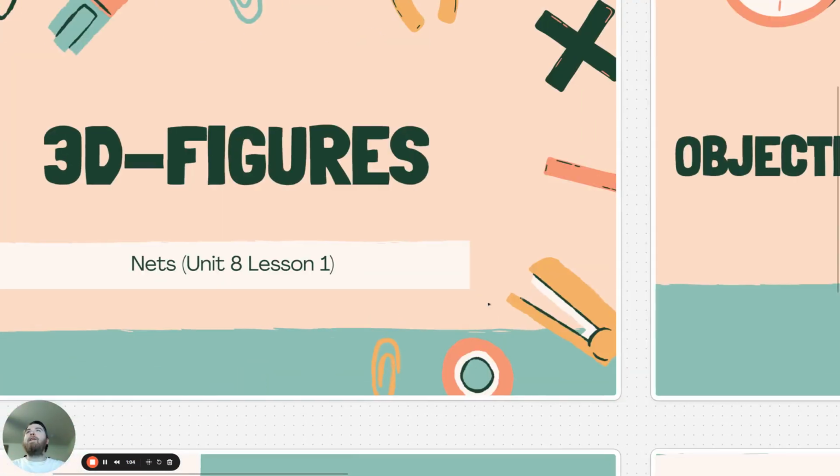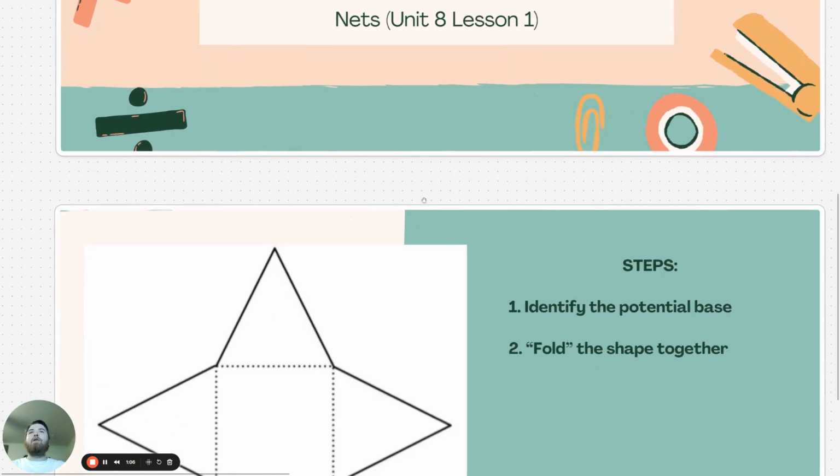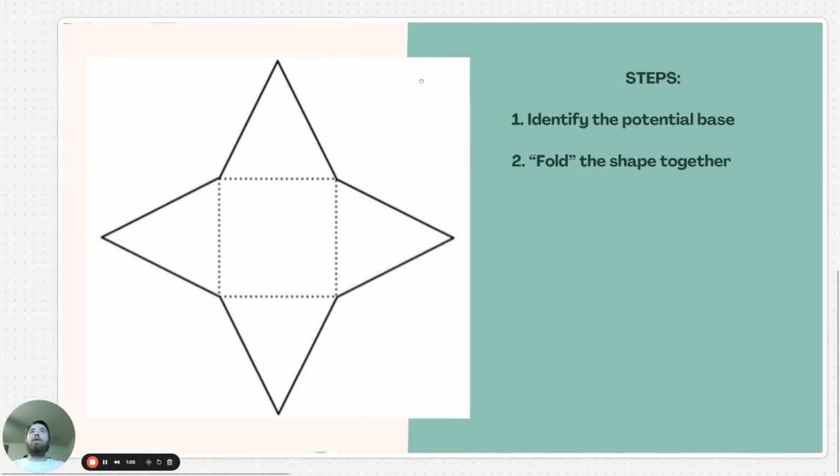So I've got three examples of that. Really the two steps are: one, you want to identify what your potential base is, and then two, you want to fold the shape together. Now, obviously this is a video, so we're not going to be able to physically fold this, but I want us to picture that. Once we have our base, we can look at it and say, hey, this is what it might look like if we folded it up.